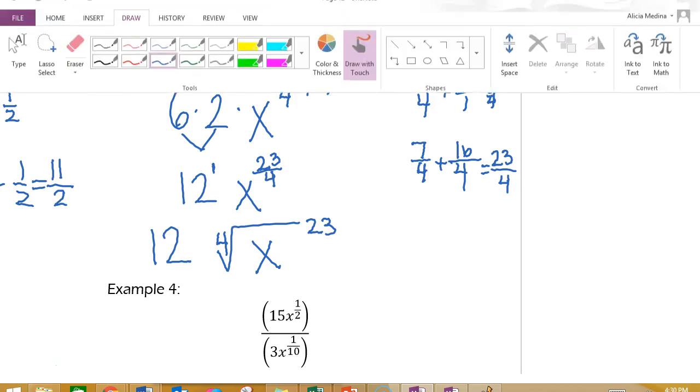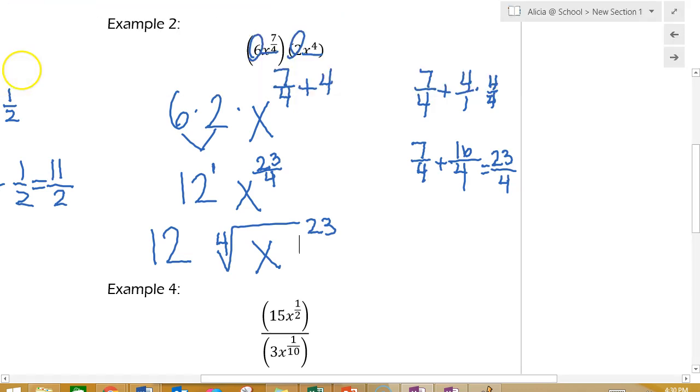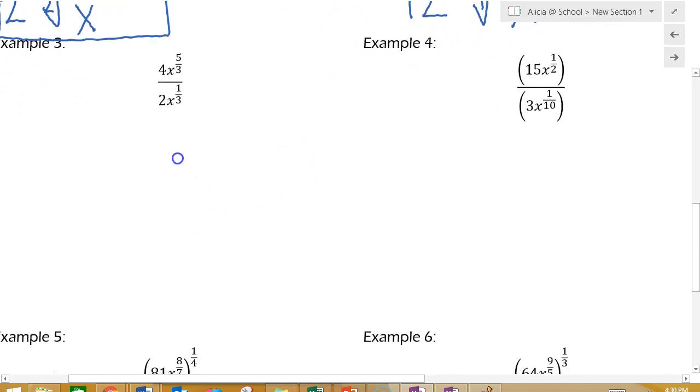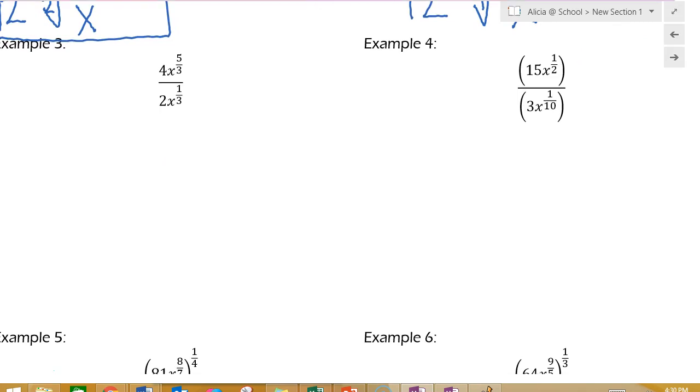Okay, moving on to example 3. Example 3 is involving the quotient rule. So when we're dividing, we have to remember to not only divide our coefficients, but when we're dividing our like bases, we have to subtract our exponents.